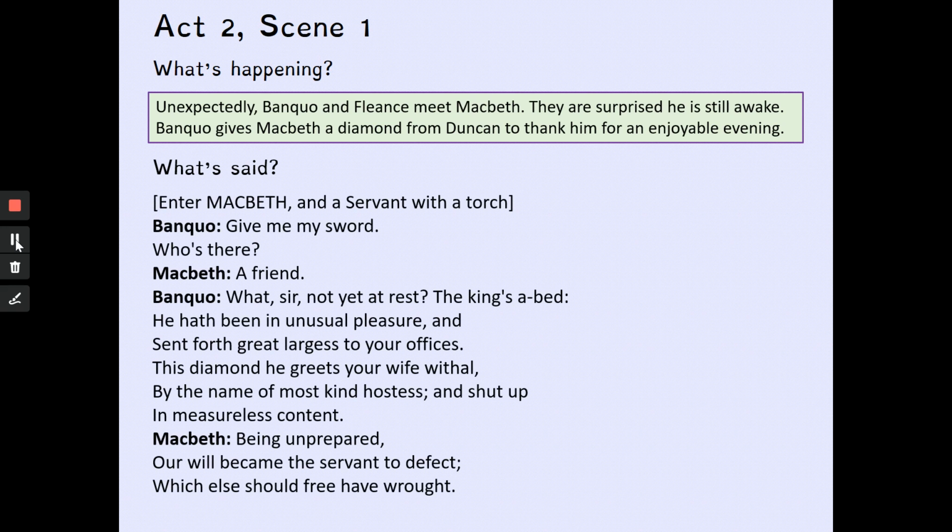In terms of what's said, Macbeth comes along. We've got a servant with a torch. Notice Macbeth's not holding a torch because he doesn't hold any sort of positive light. He doesn't symbolise anything hopeful.